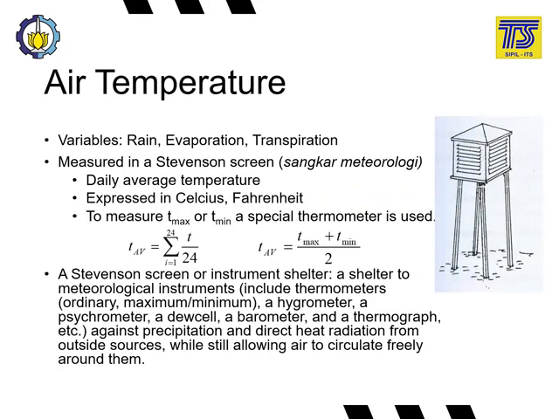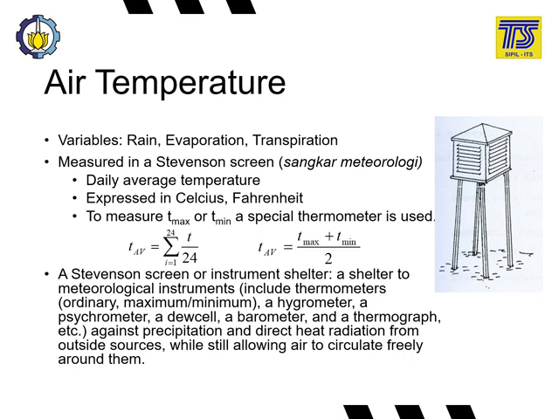So regarding air temperature, the variables are varied. Usually it's related to rain, evaporation, and transpiration. This air temperature can be measured in a Stephenson screen, or in Indonesia we call it sangkar meteorologi. As you can see in the picture, usually you can see the Stephenson screen at the airport. Usually it is located in a very open wide area, usually at the airport.